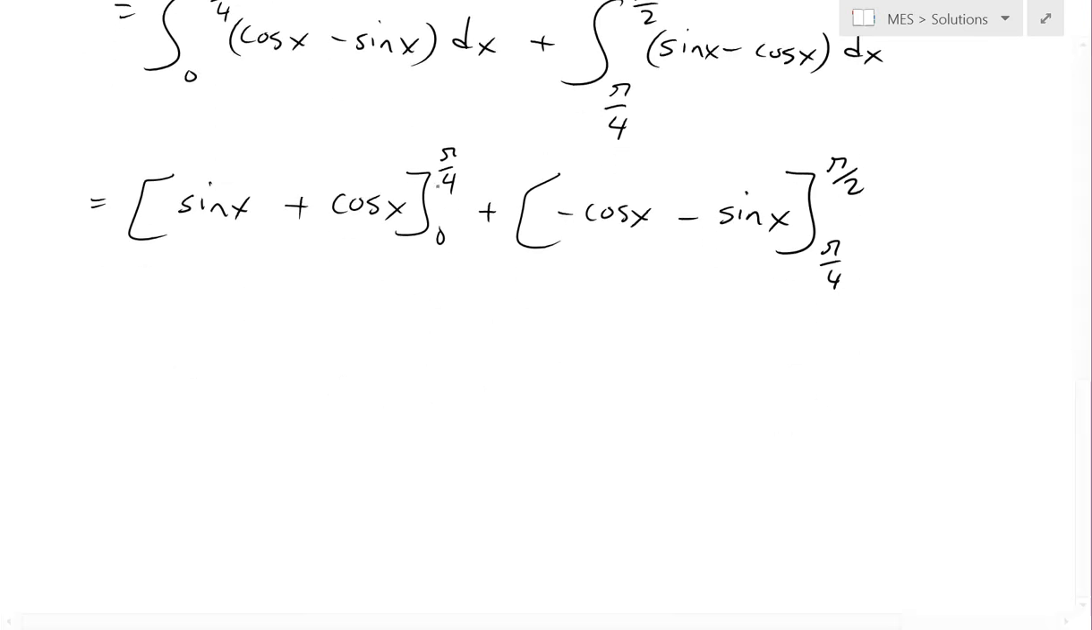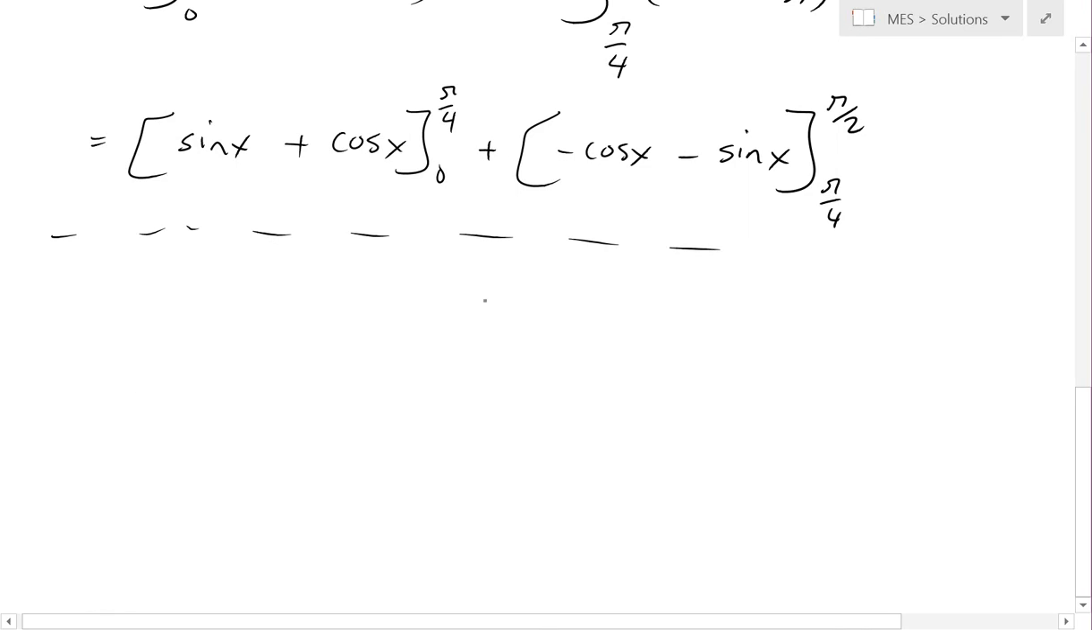And now when we plug these values in, well, before I get to this one, I'll just make a little section to answer when we have sine of pi over 4 and cos of pi over 4, like I showed in my earlier video on exact trig ratios.